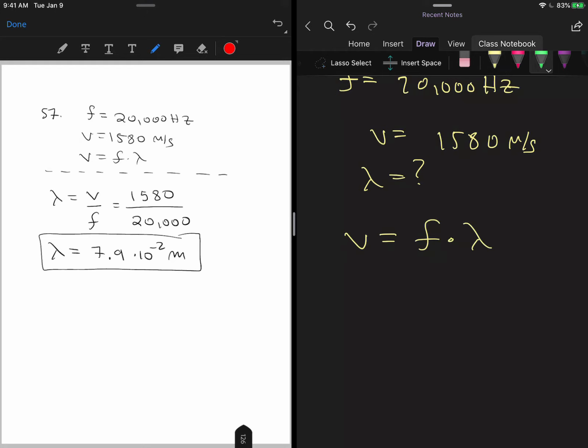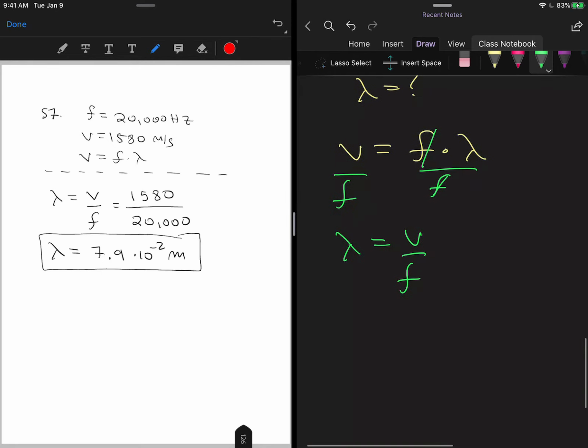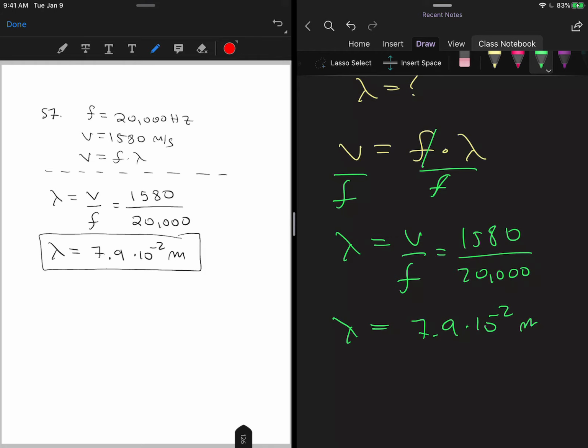So let's divide both sides by the frequency so that it cancels. And so the wavelength is going to equal the velocity over the frequency. So that's going to equal 1580 divided by 20,000. And the wavelength is going to equal 7.9 times 10 to the minus 2 meters, or 7.9 centimeters.